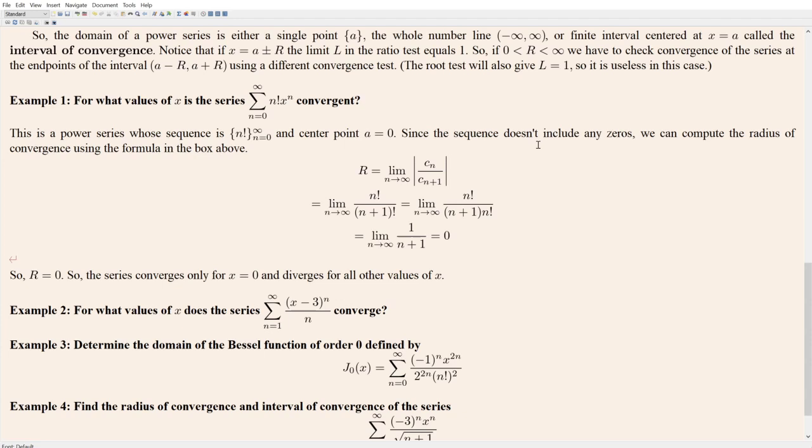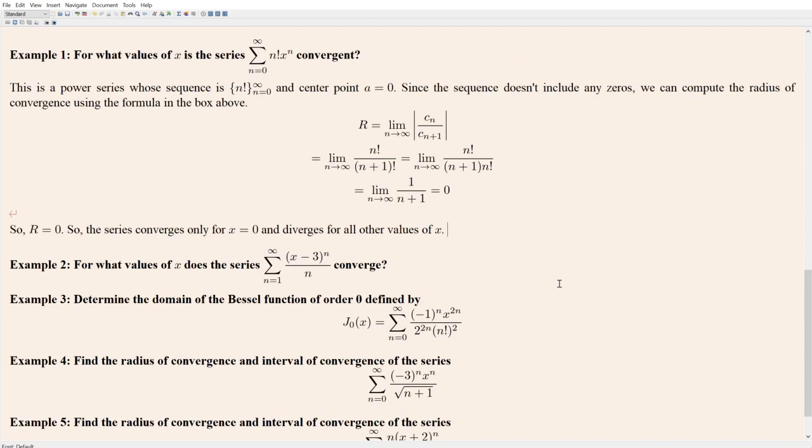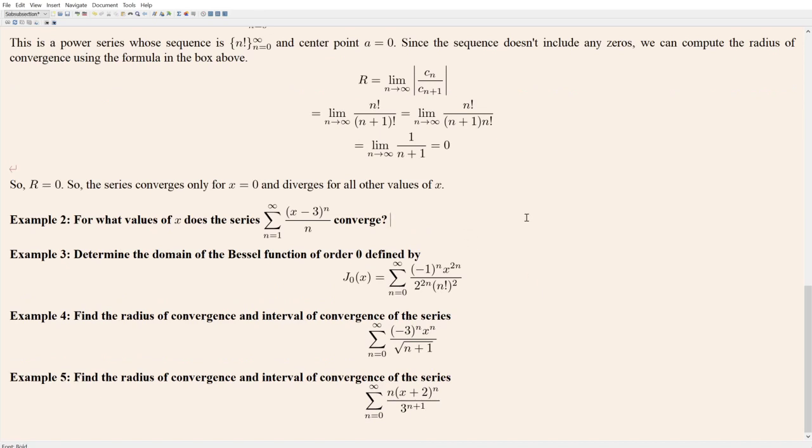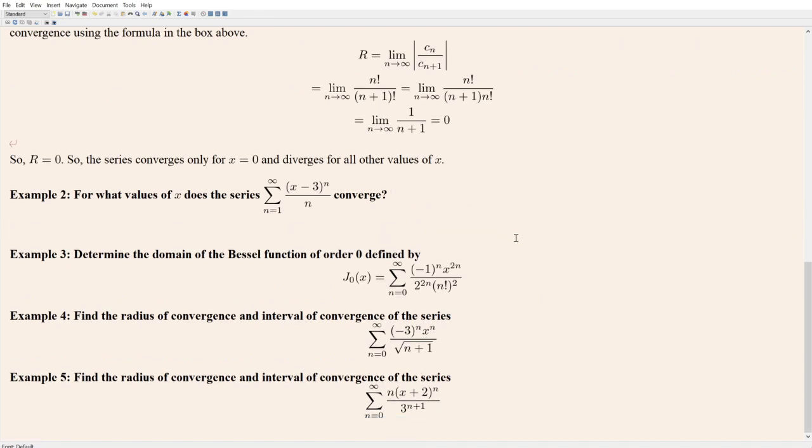Incidentally, if we were to just plug in x equals 0, then every single term of the series is 0. So it's like we're just adding up infinitely many zeros. So indeed, it does converge in that case, but that's sort of trivial. Okay, what about this one?